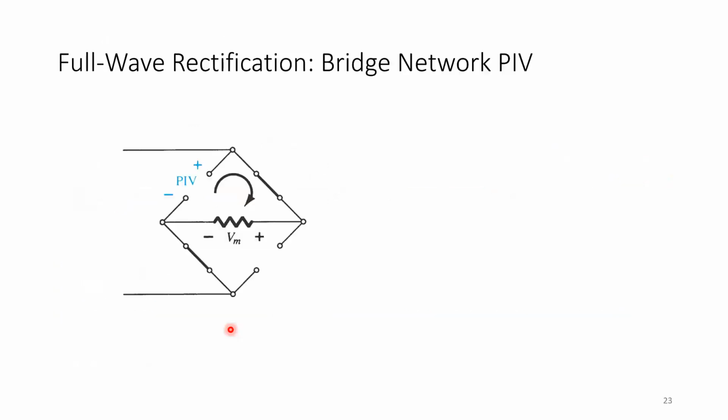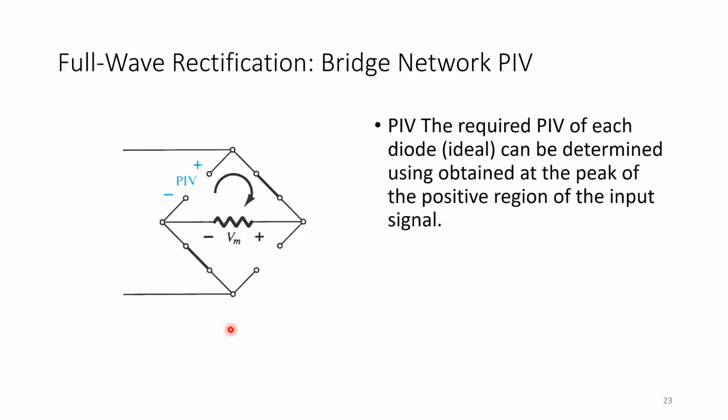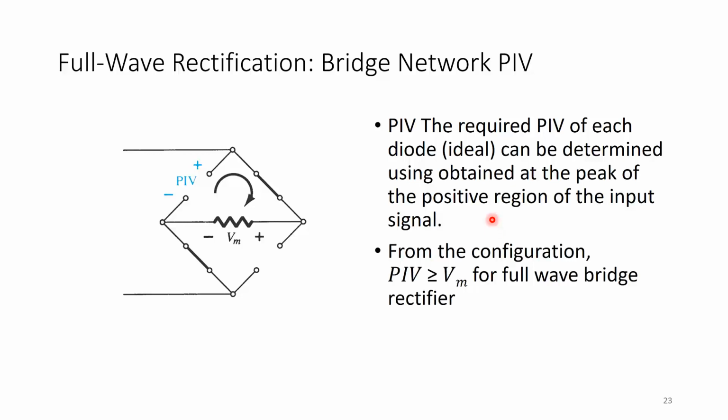Okay, so now let's have a look at the peak inverse voltage. It's the same thing. When the diode is in reverse bias, it is not supposed to break down, so we need to know the required peak inverse voltage of each diode so that it doesn't break down. And this can be determined using the peak of the positive region of the input signal. So from the configuration, we say that PIV must be greater than Vm for the full wave bridge rectifier.